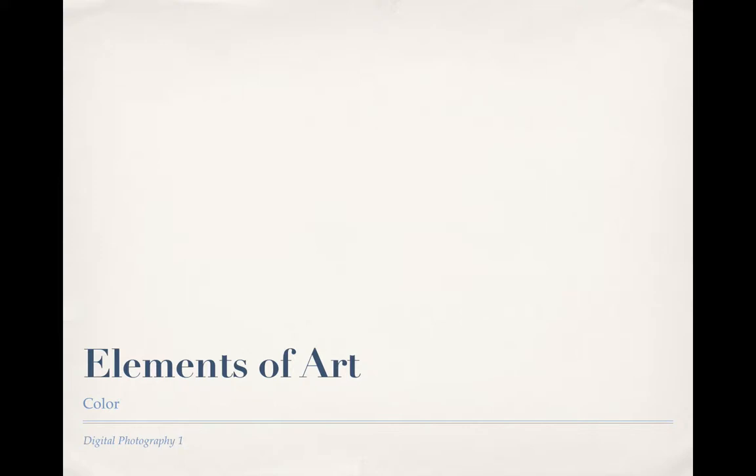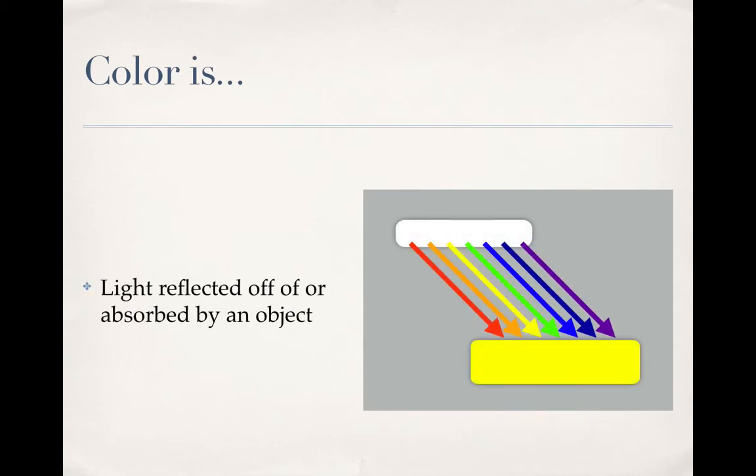In this video, we're going to talk about the element of color. This is probably one of the most important of the elements because it ends up being something that can really make a photograph or a piece of art look really good. It can also make a photograph or a piece of art look really bad. So we're going to spend a little bit extra time on color.